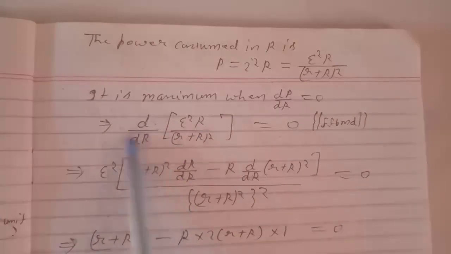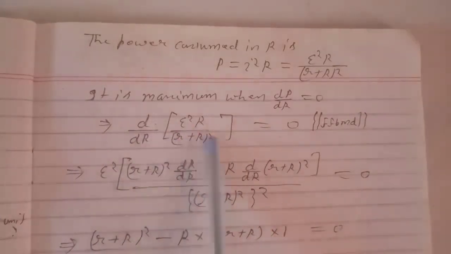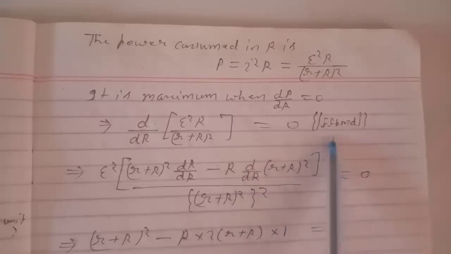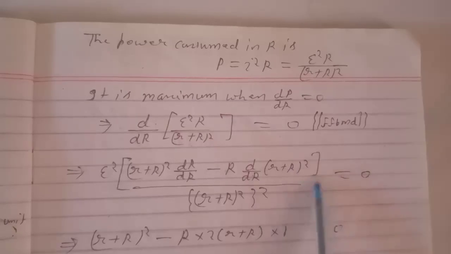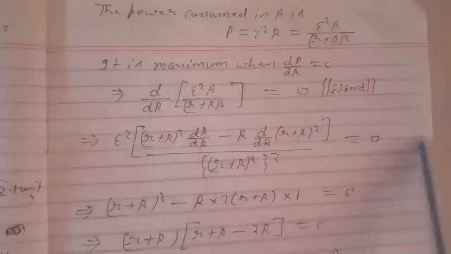This implies d by dR of [E squared R divided by (R plus r) whole squared] equals 0, or E squared into [(R plus r) whole squared dR by dR minus R into d by dR of (R plus r) whole squared] divided by (R plus r) to the fourth equals 0.